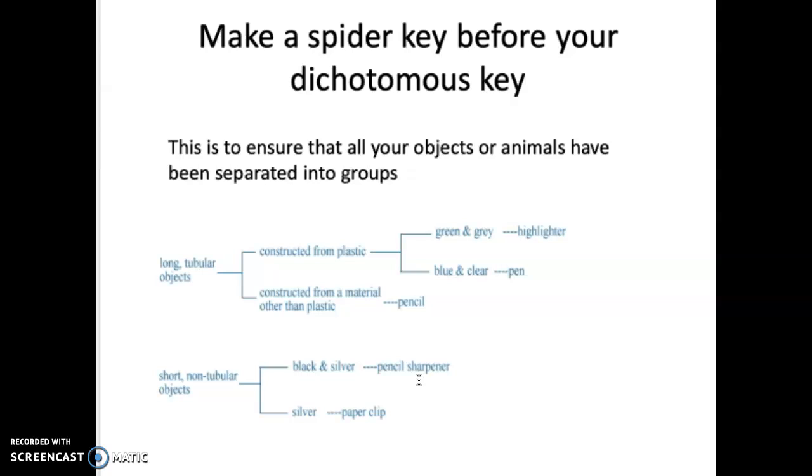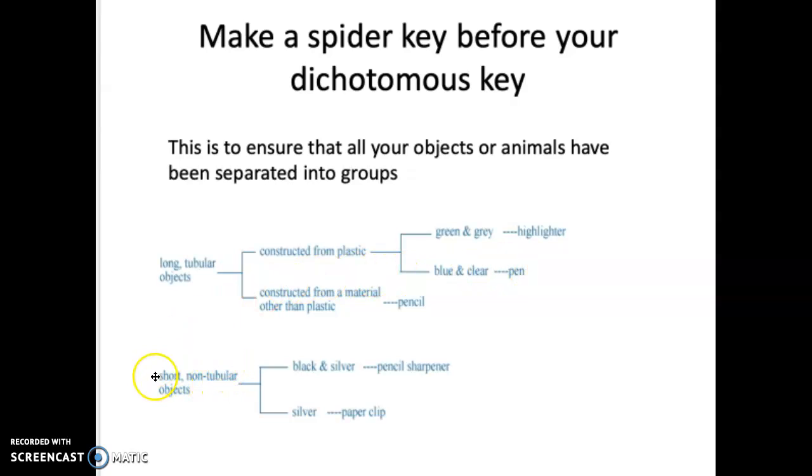Before you even make a dichotomous key, it's easy to try and just make a spider diagram or a spider key to help you in creating one, although this lesson will be about just figuring out how to use the dichotomous key. So for long tubular shapes, that's our very general idea. And then we can split off and talk about being constructed from plastic or constructed from a material other than plastic, which would be the pencil because that was made of wood. Now for the ones that are made of plastic, you can split again and go with gray or green, which was the highlighter, or blue and clear, which was the pen.